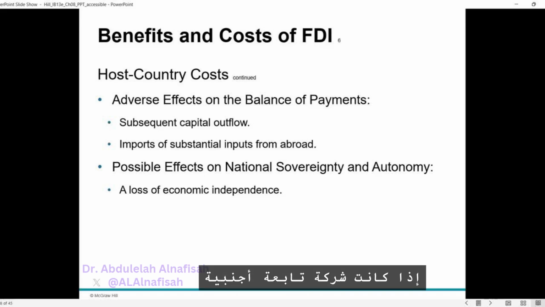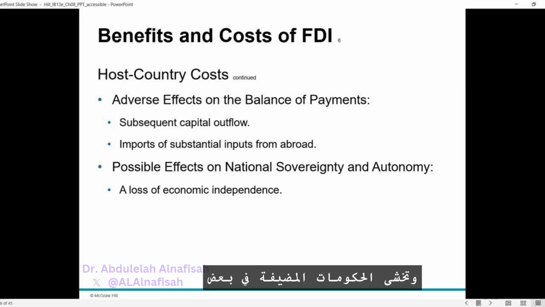Secondly, if a foreign subsidiary heavily imports inputs, it creates a deficit on the host country's current account. For example, Japanese auto companies in the US importing parts from Japan have faced criticism for this practice. To address such concerns, companies like Nissan have pledged to increase local sourcing to mitigate these effects.